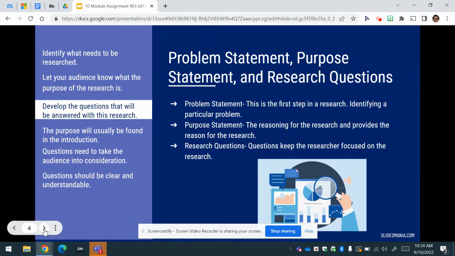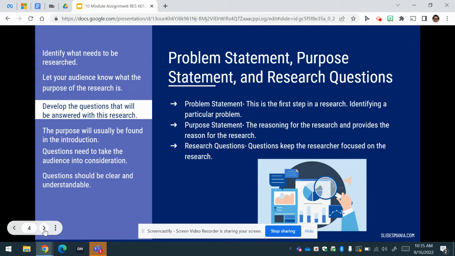So the problem statement, purpose statement, and research questions. Well, the problem statement, of course, is going to be our first step in our research. We identify a particular problem, and that's what we want answered. Our purpose is why we're planning, why is this necessary? Why are we finding this information? And of course, our questions are there to kind of guide us and keep us focused on our research.